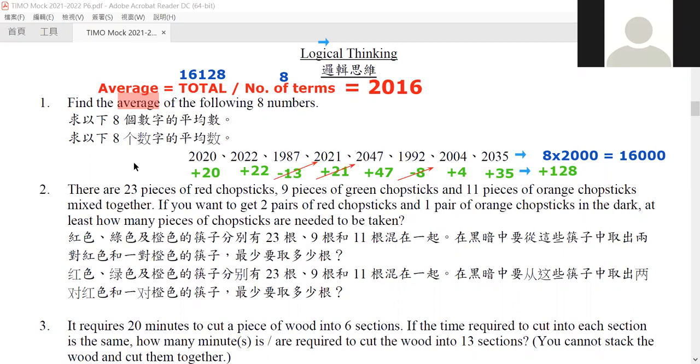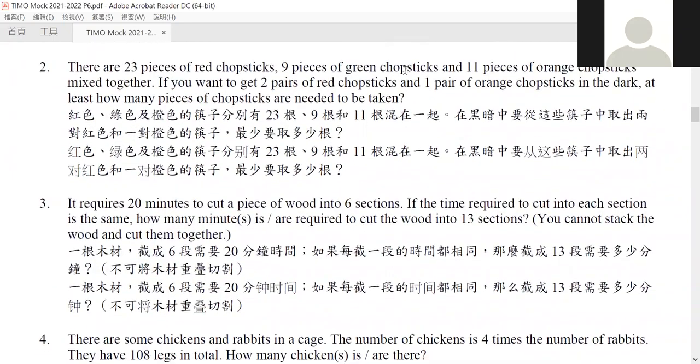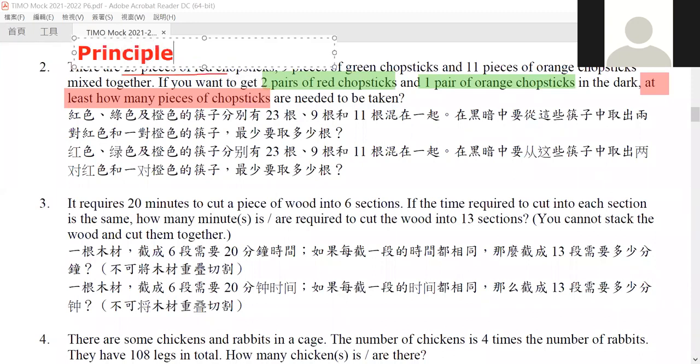Question number 2. There are 23 pieces of red chopstick, 9 pieces of green, and 11 pieces of orange. Mix them together. If you want to get 2 pairs of red chopsticks and 1 pair of orange chopsticks in the dark, at least how many must you take? Now, here are the keywords. Whenever you see a question like this, it gives you a situation and then asks you how many things you need to take at least. This is always asking you to use the principle of least favorable.